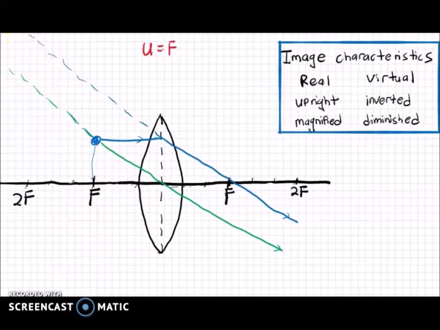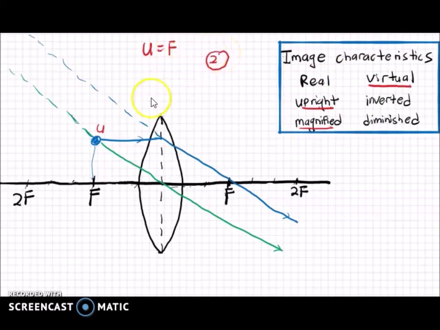So what you can see here is the image characteristic will be virtual. Why virtual? Because the object and the image are at the same side of the lens. Same side. And it will be upright and highly magnified. So this is the image characteristic for the object position at the focus point. This is the second.